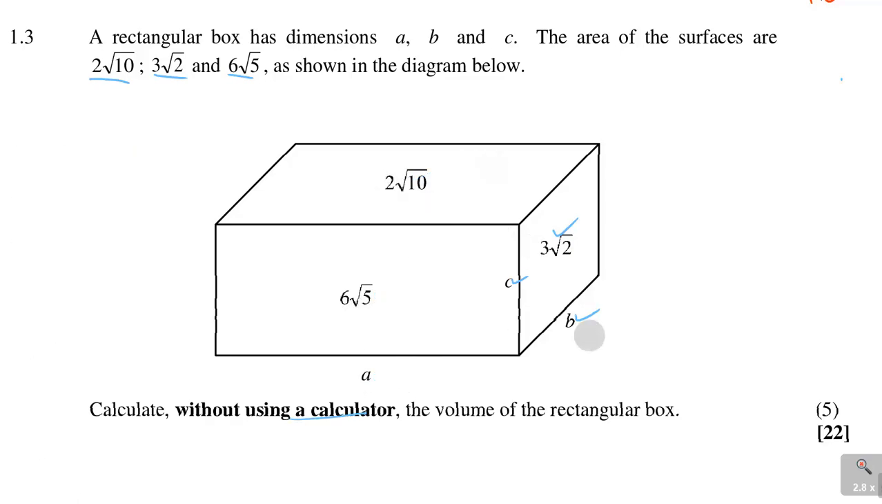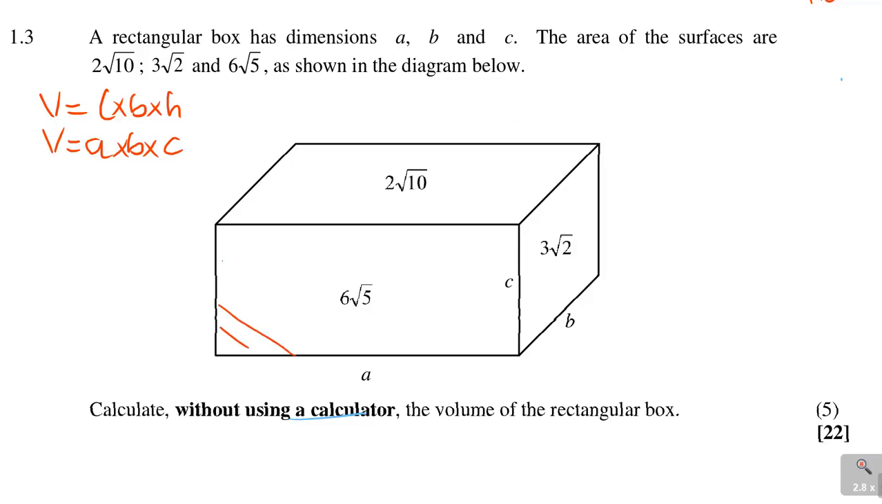Now, the volume of the box. Picture it like this. If they want the volume, you know how to find it. V is equal to length times breadth times height. Our length is A, our breadth is B, our height is C. So V is ABC, A times B times C. So we got that, but now they say without using a calculator, we need to know what is our A, what is our B, and what's our C. I think this whole question was made about that.